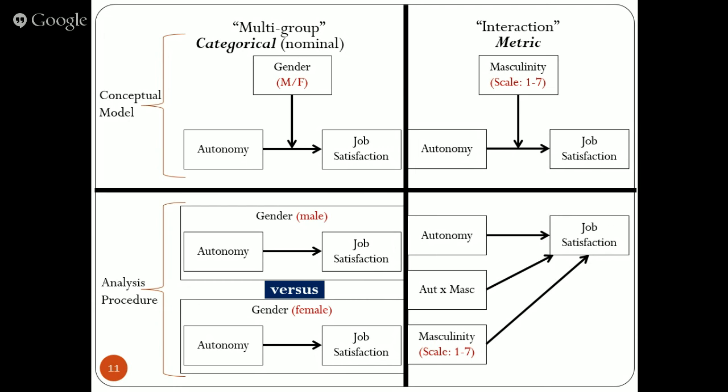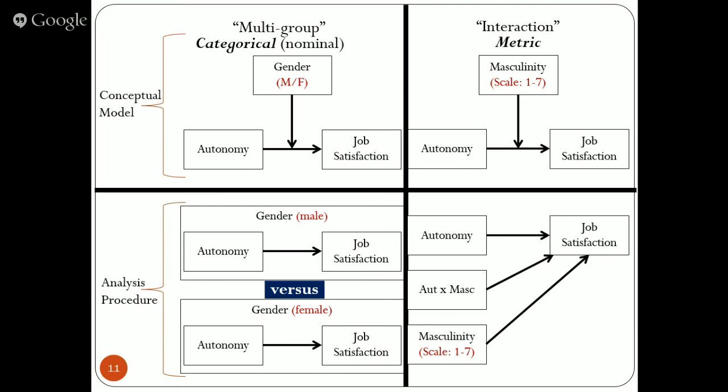And a change in that scale will strengthen or weaken that effect. And that's different than saying you're male or you're female. What we say for this is the effect between autonomy and job satisfaction is different for men than for women. For men, it's something. For women, it's something else. Stronger and weaker, or something like that, or negative and positive.